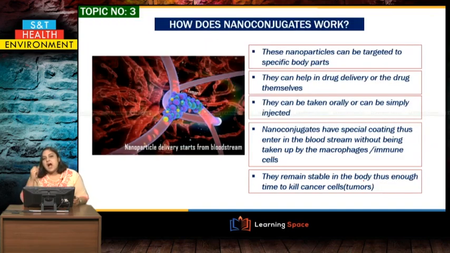So let's see how nanoconjugates are helping in the targeted drug delivery system. They can be taken orally, as a medicine, or they can be directly pushed into the bloodstream. You can see that these are the gold nanoconjugates. They can enter into the bloodstream.